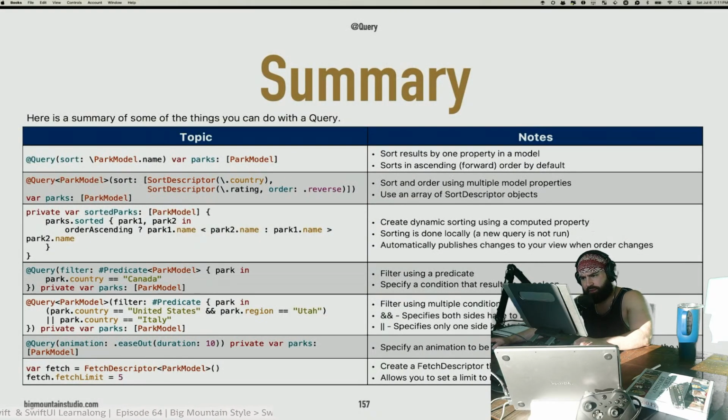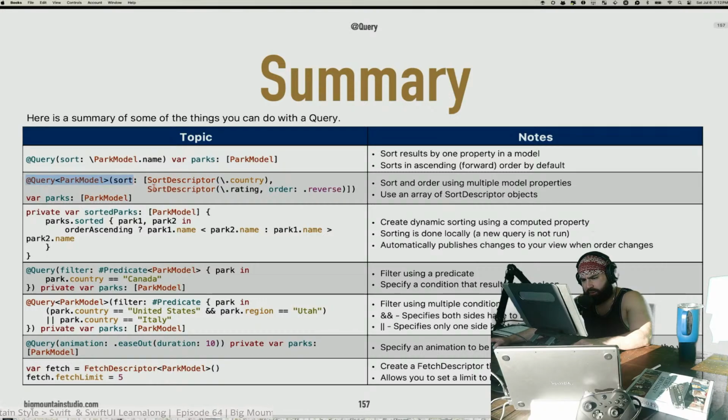Here's a summary of some of the things you can do with a query. Topic. So here we can have the macro and then a parameter of sort. We pass in the key path as they define it. So escape character, the type, dot, the property name. And then of course var parks, and it's of type array of park models. And so this can sort results by one property in a model and sorts in ascending, so A to Z order by default.